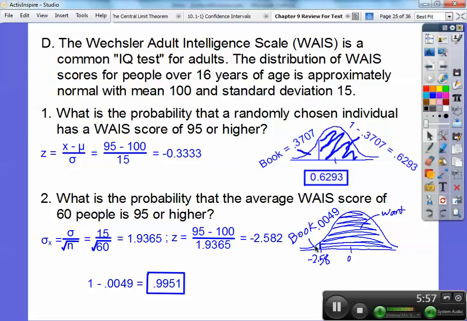And then so your book gives you this side over here, but we want this side over here, so we will do 1 minus that, so it's 0.9951, okay?